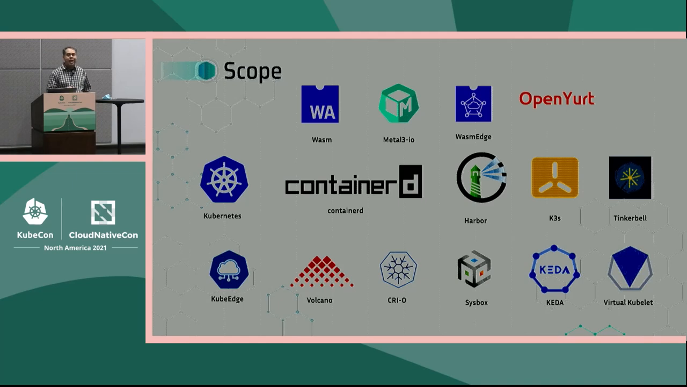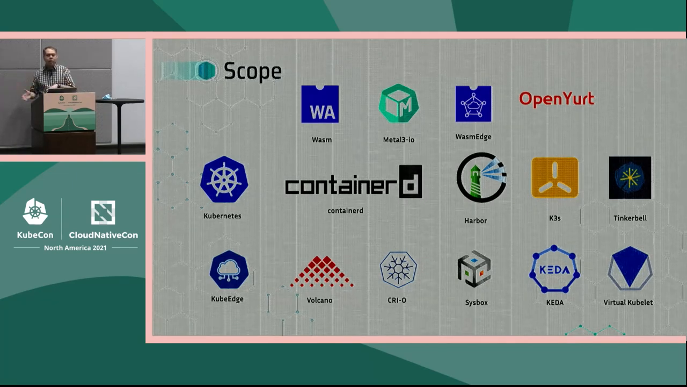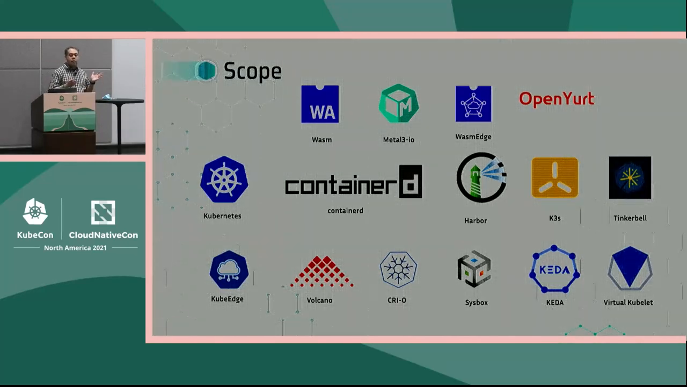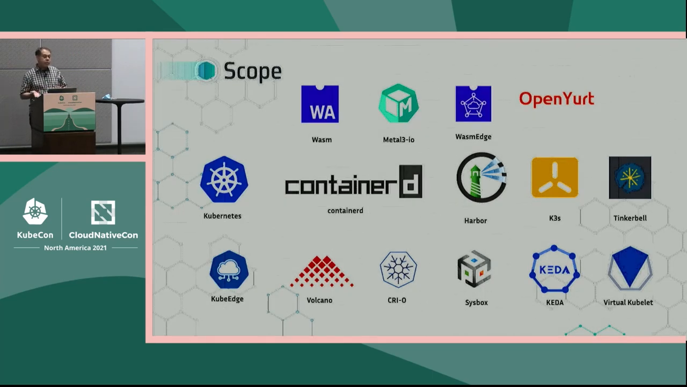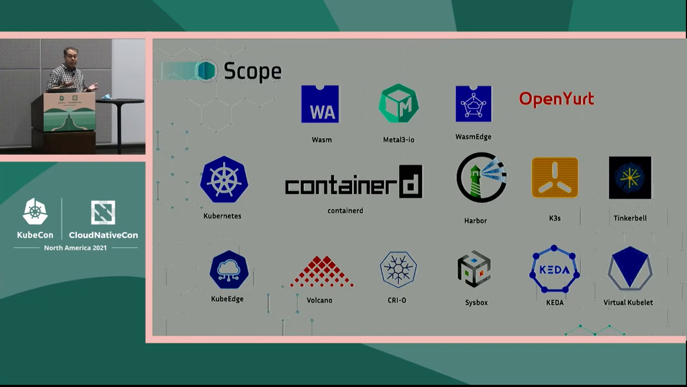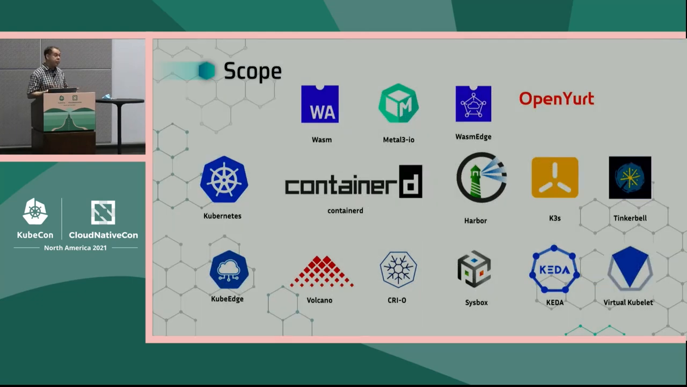So the scope of the TAG is primarily around some of these projects. You have things like WebAssembly, and Kubernetes falls into the scope of the TAG. Container runtime shims like containerd and CRI-O. You have other things like K3s, which is Kubernetes at the edge, and Tinkerbell, which allows you to provision bare metal machines. So a lot of different projects, but all within how you run workloads.